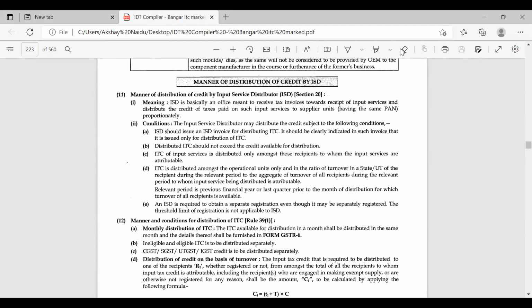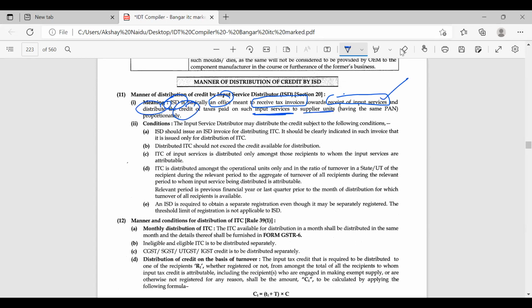So when it comes to ISD, point number one, ISD is basically an office meant to receive the tax invoice toward the receipt of input service. Whatever input service they are receiving, they will be the one receiving the tax invoice. My head office will receive the tax invoice in its name for the receipt of input service, and they will be distributing the credit on such service to supplier units having the same PAN. Same PAN means all the units that are registered under you in the same PAN, and that will be distributed proportionally.